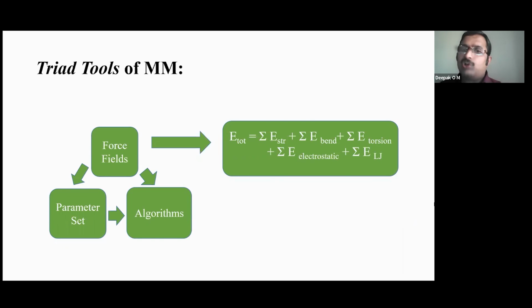That is the Lennard-Jones potential. That's what is written here as a summation over E stretching, E bending, E torsion, E electrostatic, and E LJ. So these specifically have different mathematical structures. I'm not going into the fundamental details of those mathematical structures of these individual equations here.